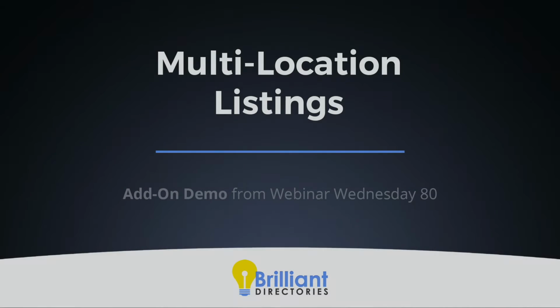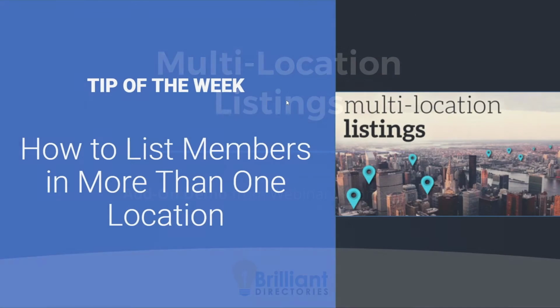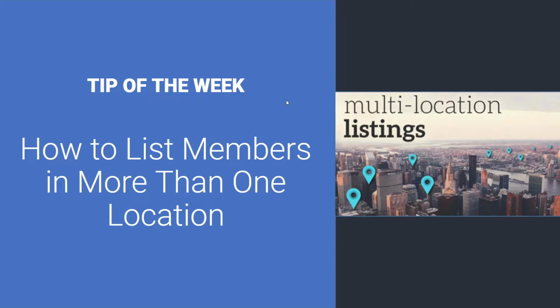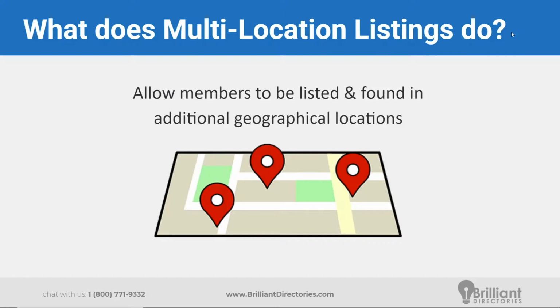We've had this add-on for quite some time, the multi-location listings add-on. In a nutshell, it allows members to list in more than one location that they enter with their normal contact details. Yeah, this was, I think, one of the very first add-ons we released. So we've had it for quite a while now. What does this add-on do?